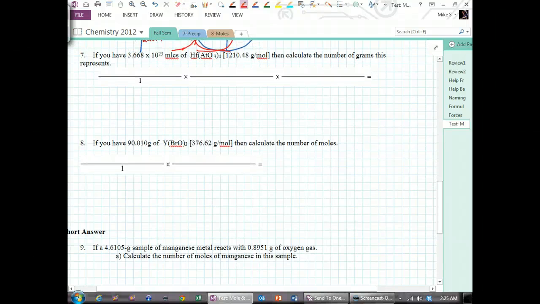Problem number 7 is the opposite of problem number 8 because we're starting with molecules. So that's our given: 3.668 times 10 to the 23rd molecules. But this time our unknown is grams. So that's what we're going to put at the end of this diagram or equation. Oh, grams. Apologies.